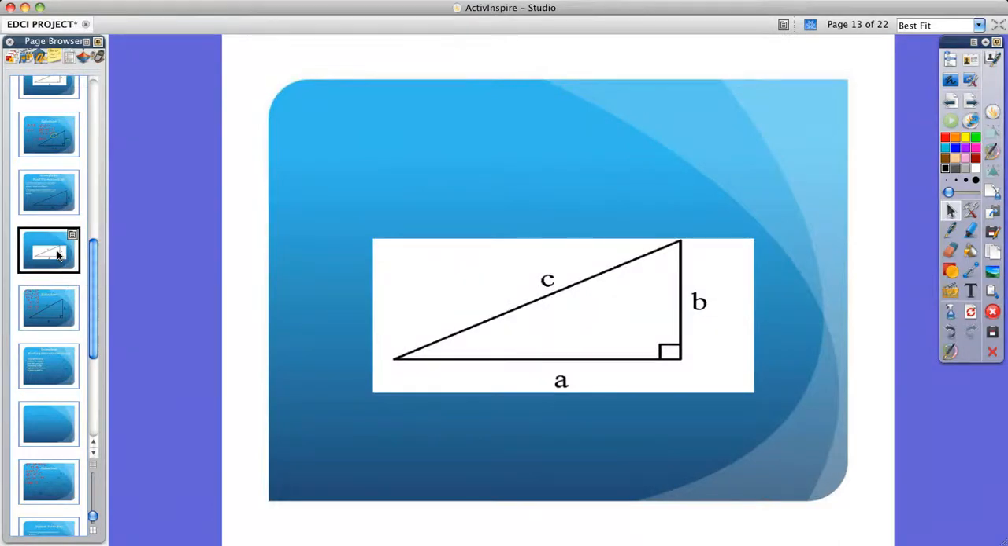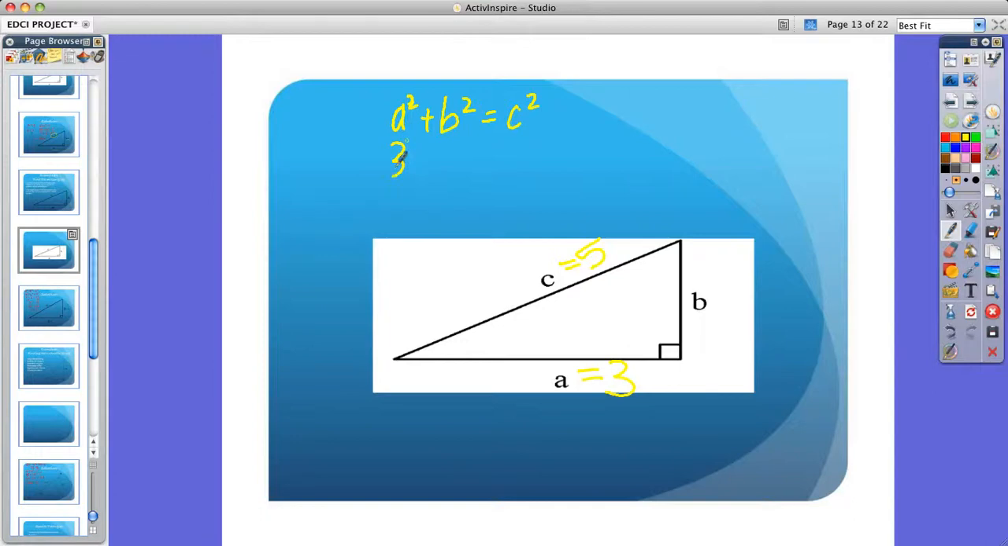So here we have the same triangle, and we know that C is equal to 5 and A is equal to 3. So now we want to solve for B. Is there anyone that would like to try solving for B? I'll solve for it. Okay, Heather, go ahead. Okay, so since C equals 5 and A equals 3, we'll do A squared plus B squared equals C squared.